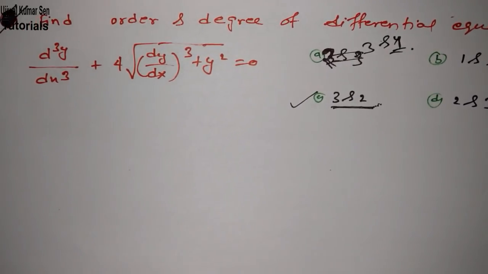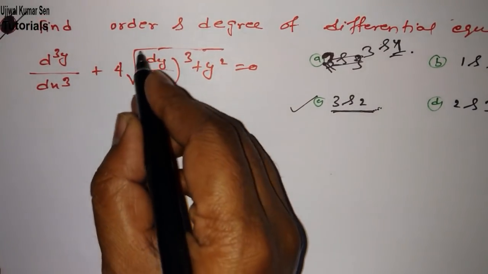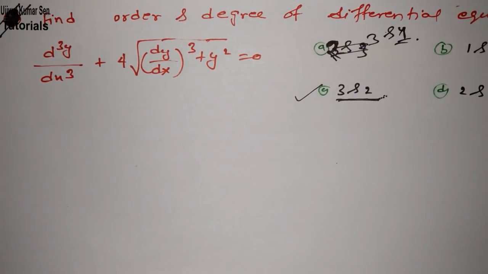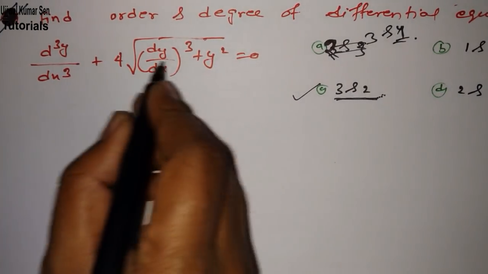So first of all, you have to remove this root. This is the rule: with the root, you cannot find the order and degree of the differential equation. So you have to remove the root first, then you can solve. So how do we remove the root? Square both sides.